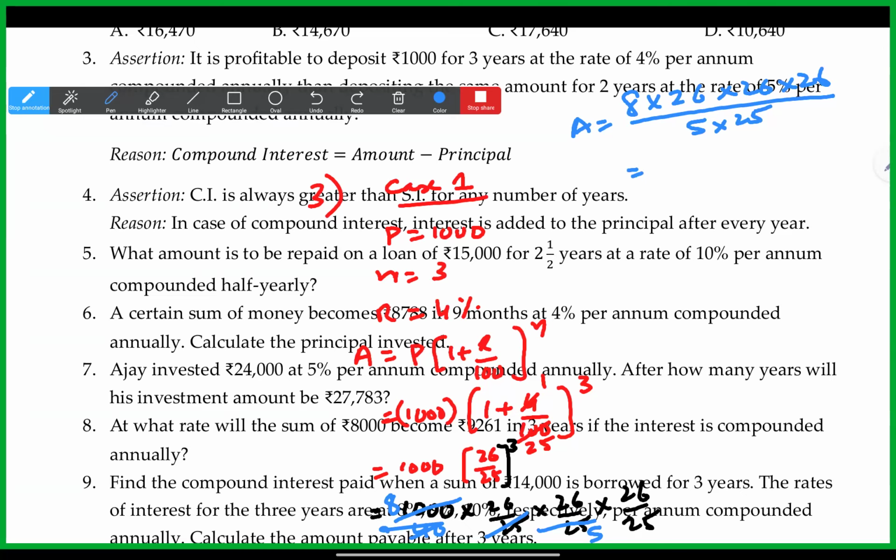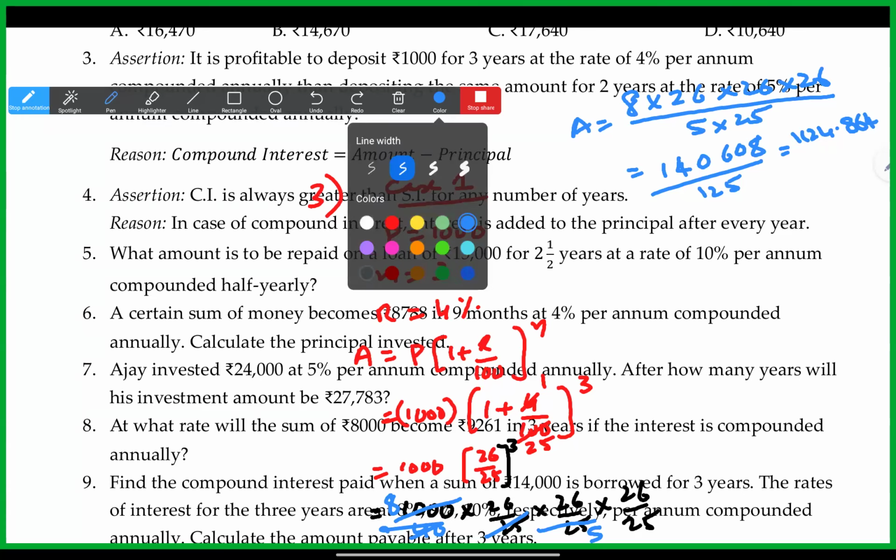So after doing this multiplication, you will get 1124.864. Okay, yes, Ishwa. This is the first case. That is, this much amount he has to give for 1,000 rupees after 3 years at 4% per annum.